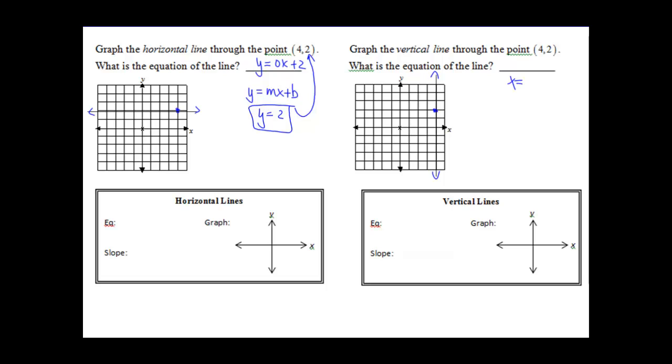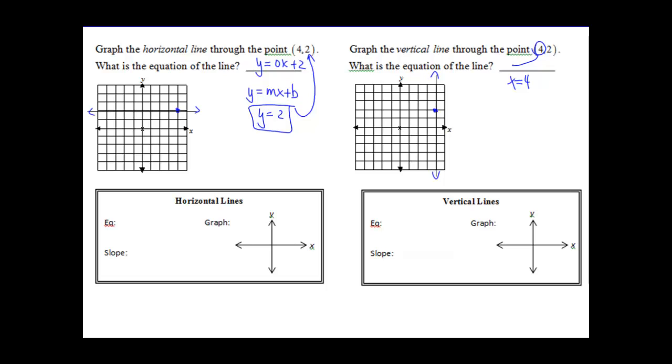Well, which point do we know it goes through? It goes through (4, 2). What is the x value in (4, 2)? It is 4. So our answer to the equation is x equals 4. It doesn't have to do with undefined, because that's the slope. We're just writing the equation.